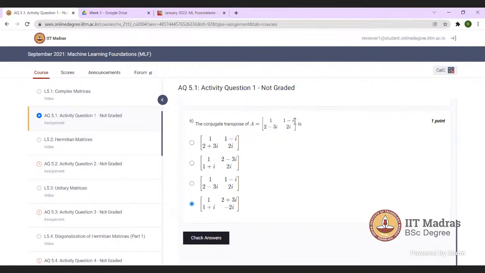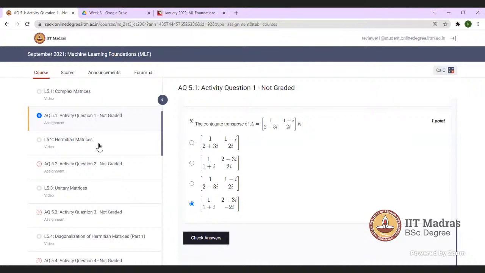And 1 minus i conjugate is 1 plus i. 2 minus 3i conjugate is 2 plus 3i. When we transpose it, these two elements get interchanged. So this becomes 2 plus 3i, 1 plus 3i. So option 6 is correct. Is it clear? Lecture 5.1.